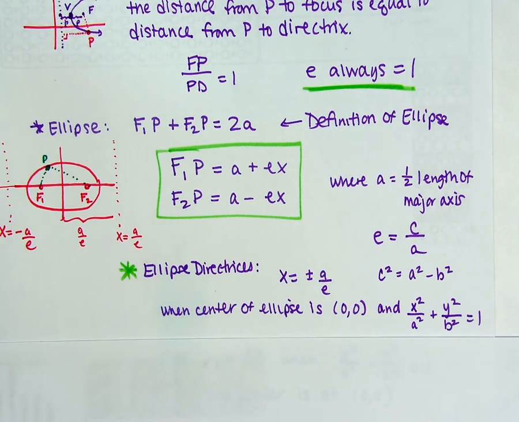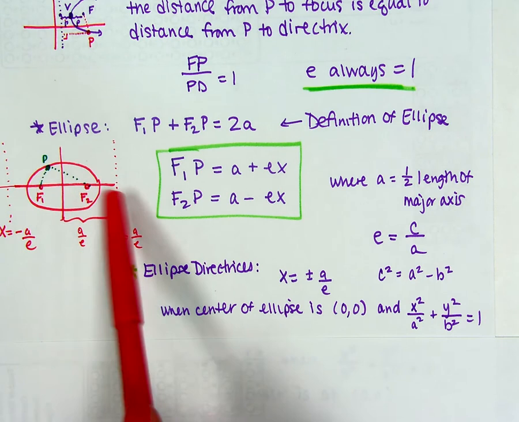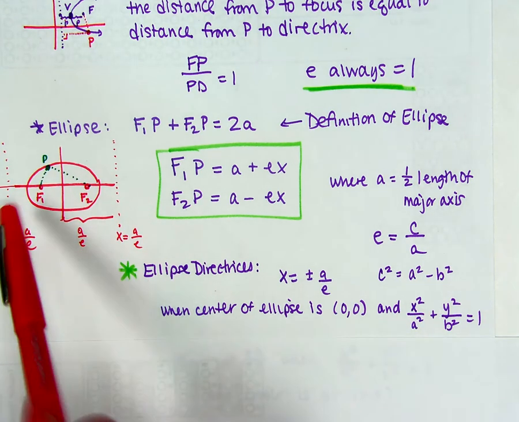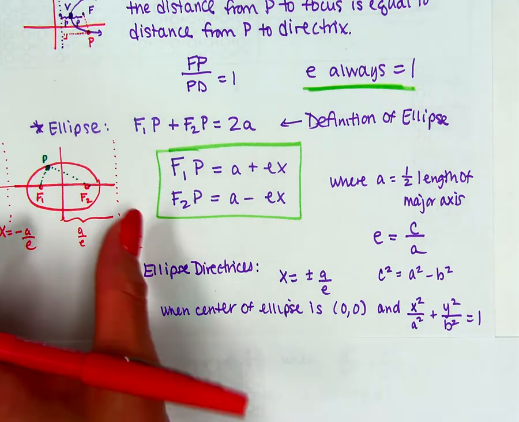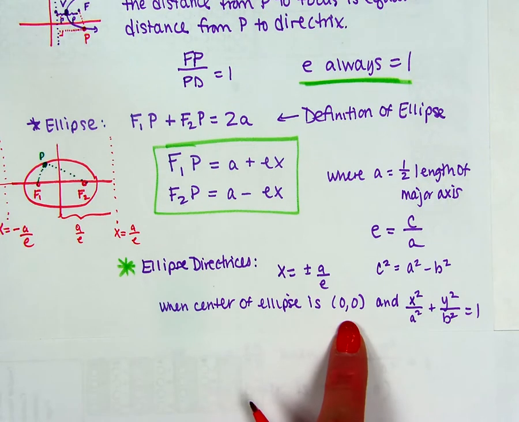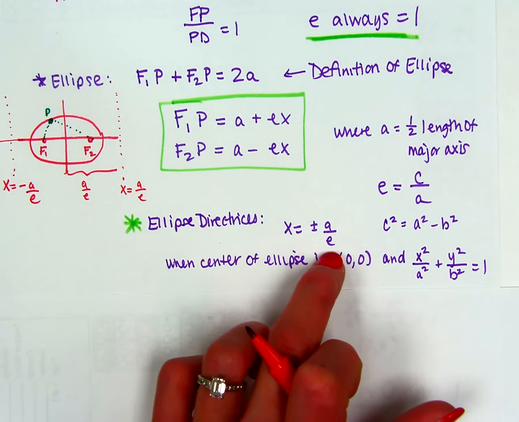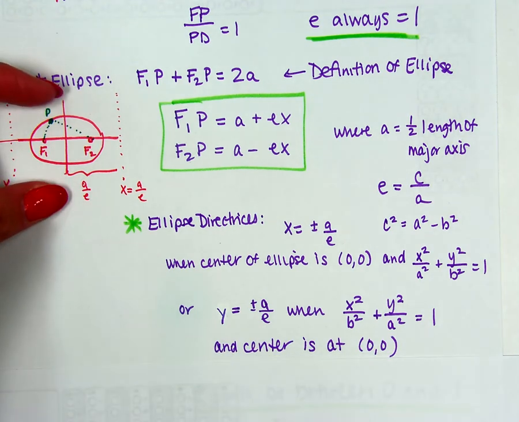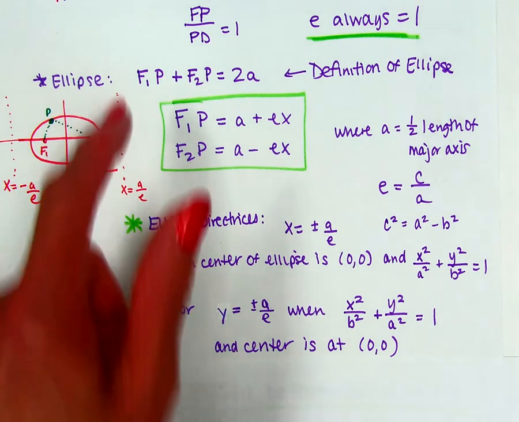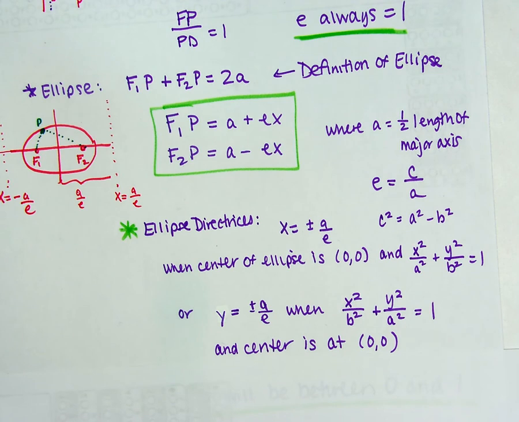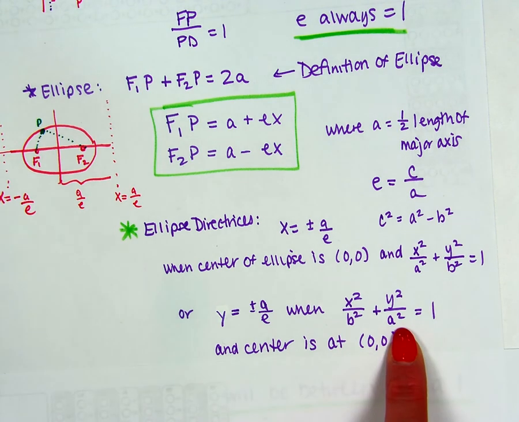All right, now that's going to happen if your major axis is along the x direction. Right, so the larger number is under x squared. And in this case, we're assuming that our center of our ellipse is 0, 0. You could just shift this whole thing over, left, right, up, or down, depending on if your center moves. All right, but then your directrices won't just be opposites of each other. All right, or if your, let's say your major axis were along the y's, then you'd have horizontal directrices. So that's going to be y equals, because it's horizontal lines, equals plus or minus a over e. That's if the larger number is under the y squared term.